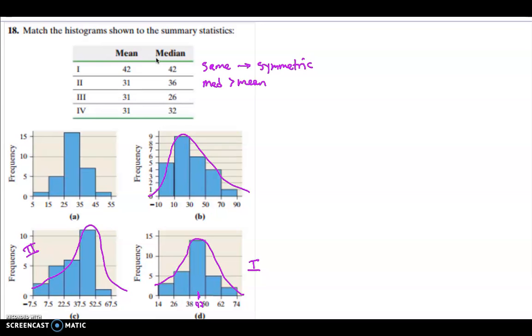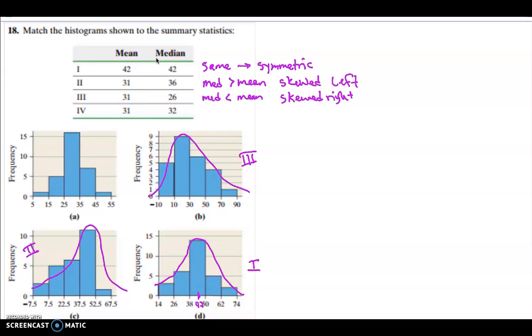Okay, part 3, where the median is less than the mean. I should have written this: the previous one was skewed left. When the median is less than the mean, that means the mean is being tugged to the right. It's bigger. And this is the skewed right, where the tail is going off to the right, which is answer B.